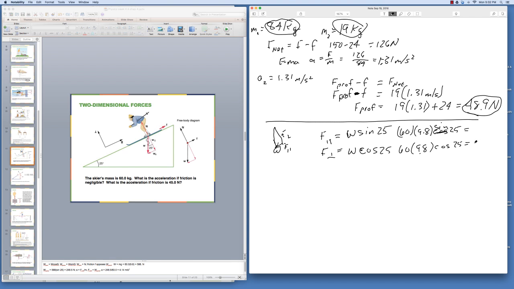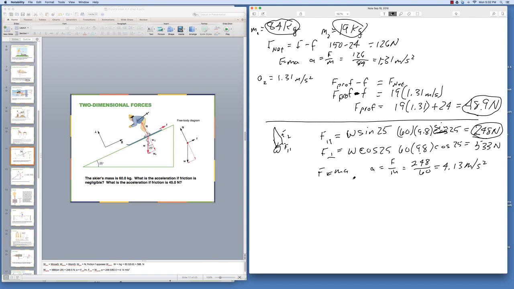And the parallel force, when you calculate it, is 248 newtons. And the perpendicular force is 533 newtons. This is what's responsible for the motion down the plane. So if we want to know how fast we're accelerating, we go to F equals ma. So a is equal to F over m, which is 248 divided by 60, and that is equal to 4.13 meters per second squared. So that's the acceleration down the plane.